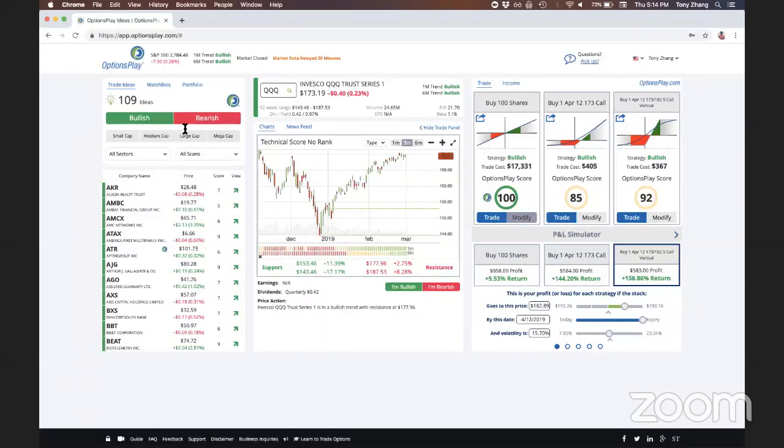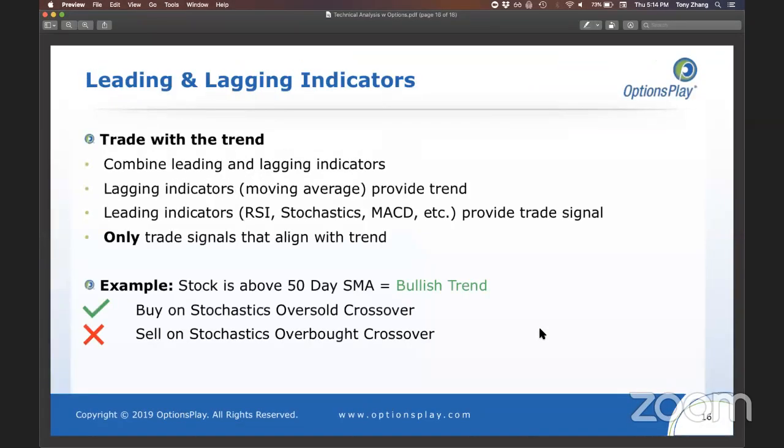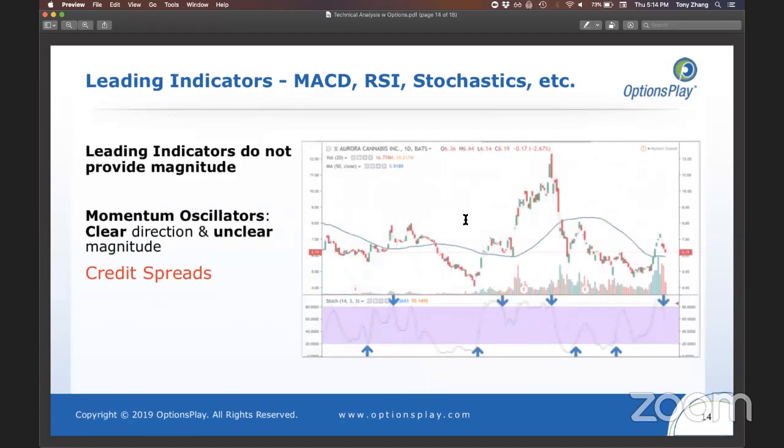Laurent saying, what volatility is used? So the volatility is always going to be the implied volatility. What methods do you use to choose your daily picks? So the method that I laid out here is very much how we pick our daily plays.